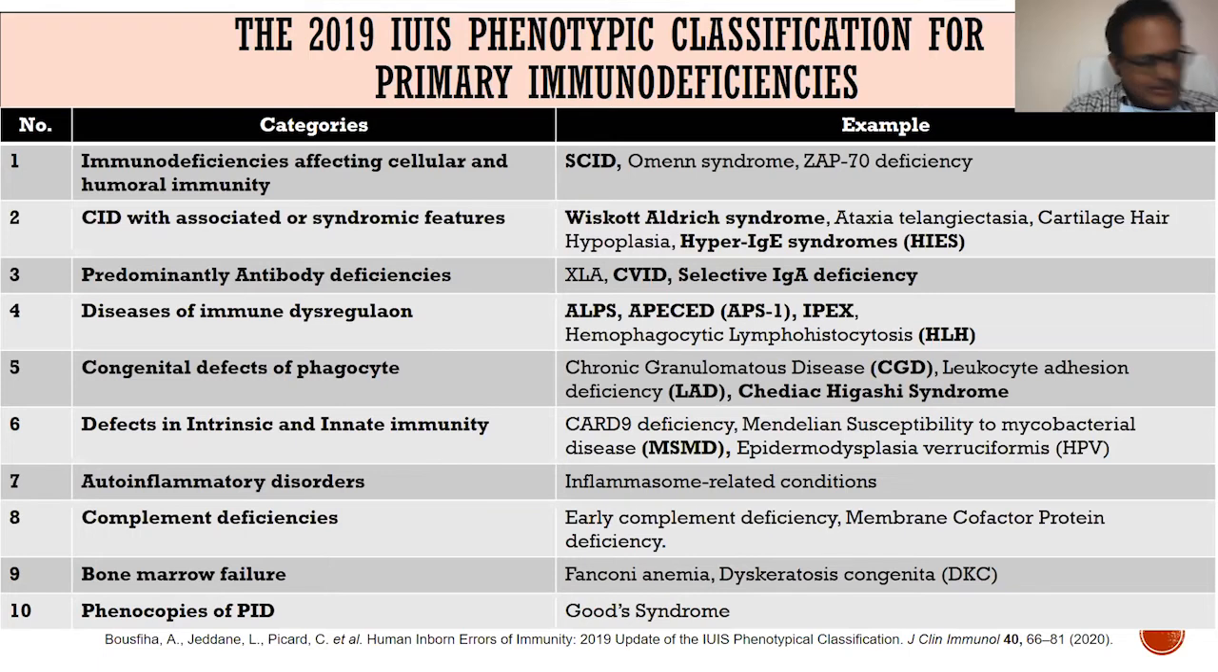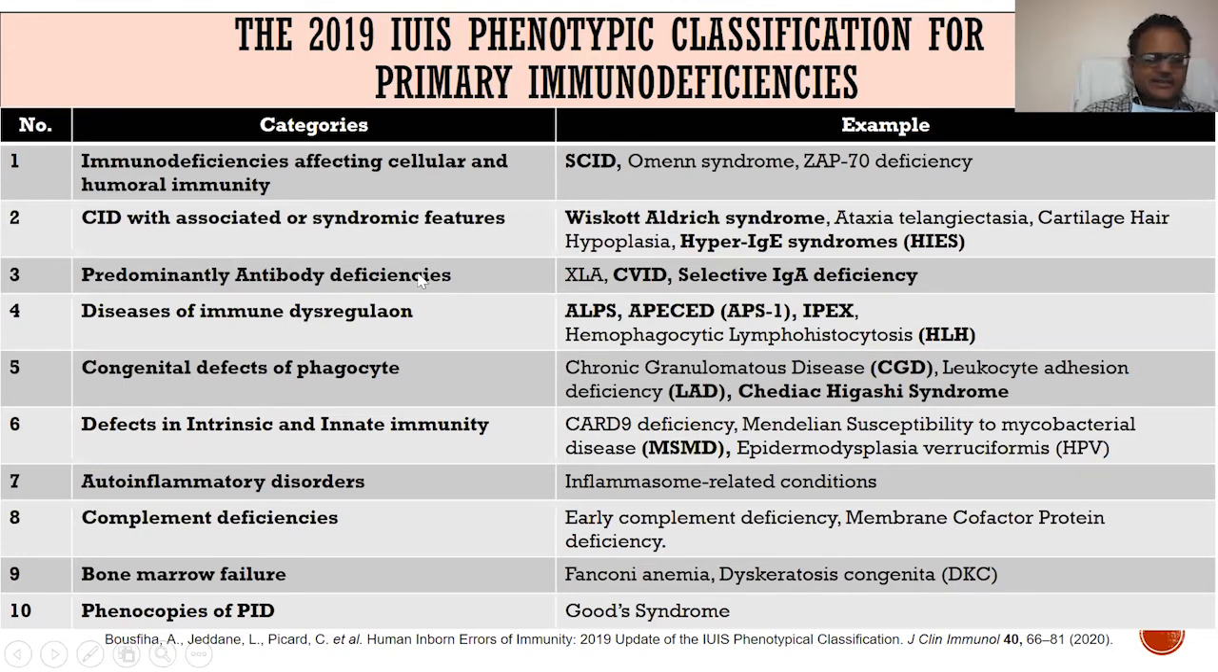It is said that the more things change, the more they remain the same. Previously we used to have the defects of the immune system in the form of innate, acquired, immune dysregulation. Although these groups are more now, essentially the things remain the same. So there are immunodeficiencies affecting cellular and humoral immunity. Then again, there are combined immunodeficiencies, the syndromic features. Basically, the combined immunodeficiencies have been divided into two.